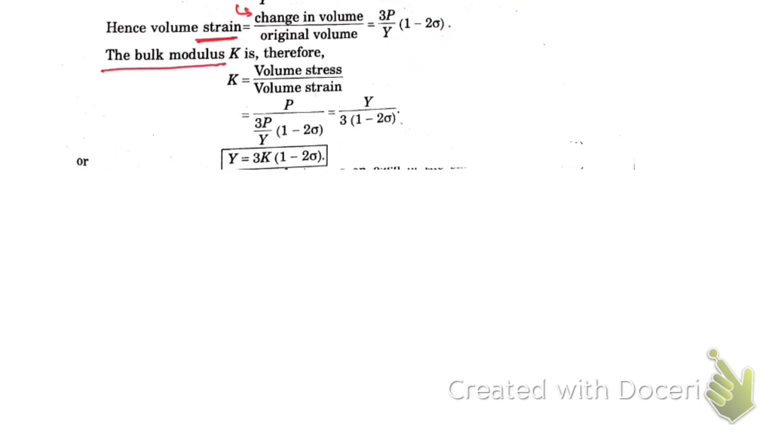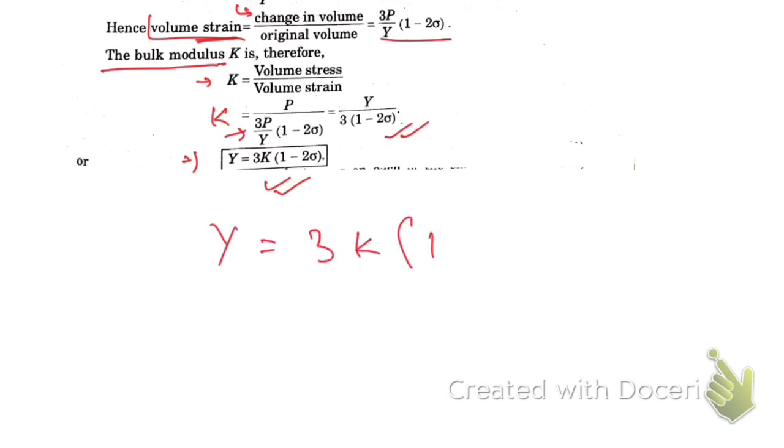And bulk modulus K is therefore given by volume stress by volume strain. Volume stress here is P by 1, that is P, and volume strain we have got this. If we put this value here, then P cancels, so we have got this result. This implies, here we have K, this relation, this is the required relation, that is Y is equal to 3K into 1 minus 2 sigma. Hope you have understood this.